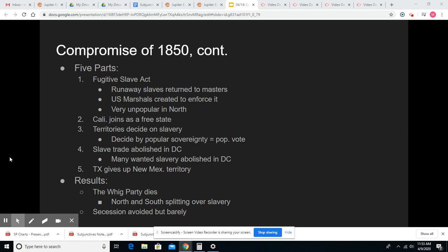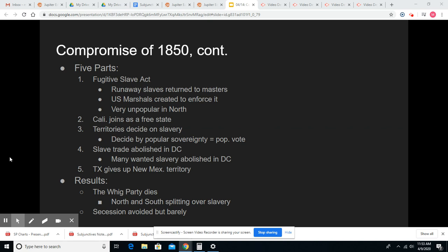So, the results of the Compromise of 1850. The Whig Party dies after the Compromise of 1850. And a lot of this is because of the issue of slavery itself. So the Whig Party doesn't really want to take a stance on whether slavery is good or bad. And so a lot of people start to look for a better option that's going to take a stronger stance on the main issue of the day, which is slavery.